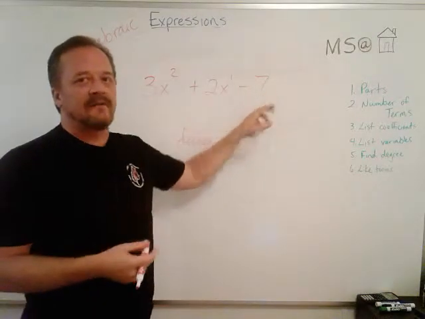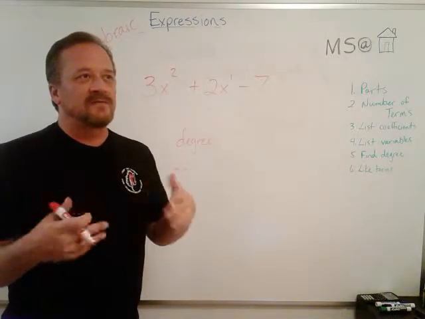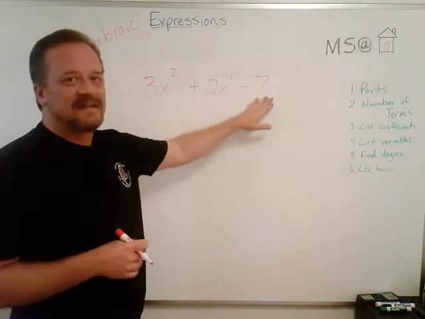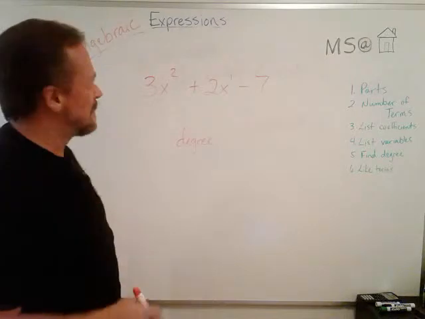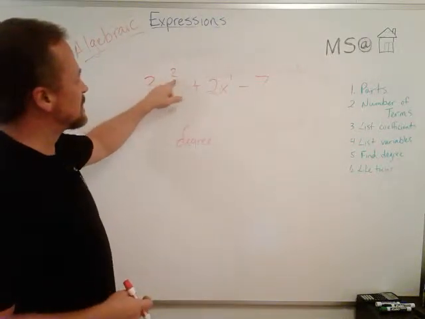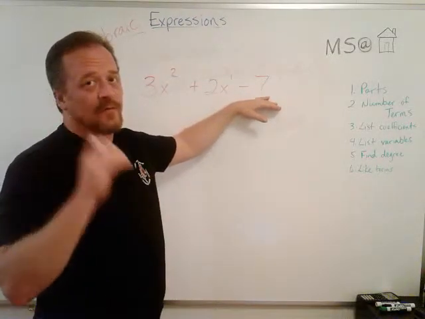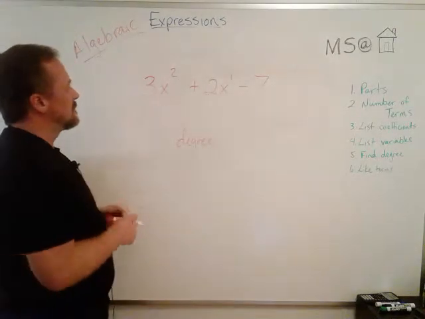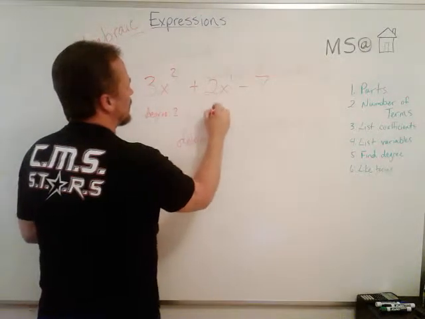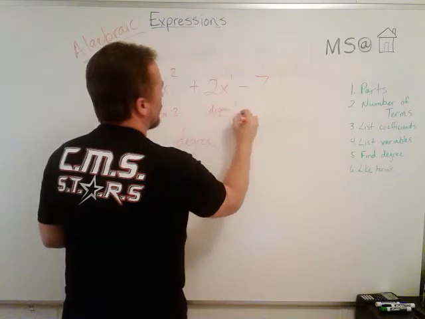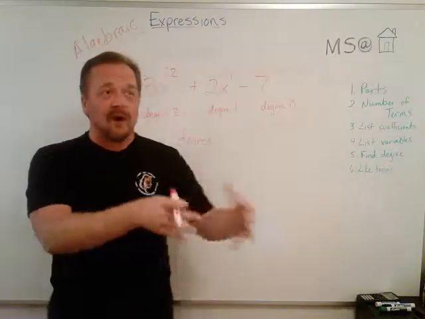What about this one? This one doesn't have a variable. I'll get into it a little bit more later. But a constant has a degree of 0. Okay. So keep that in mind for a second. This one has a degree of 2. This term has a degree of 1. This constant, there's not a variable there, has a degree of 0. I'm going to write it down. This one has a degree of 2, this one has a degree of 1, and this one has a degree of 0.